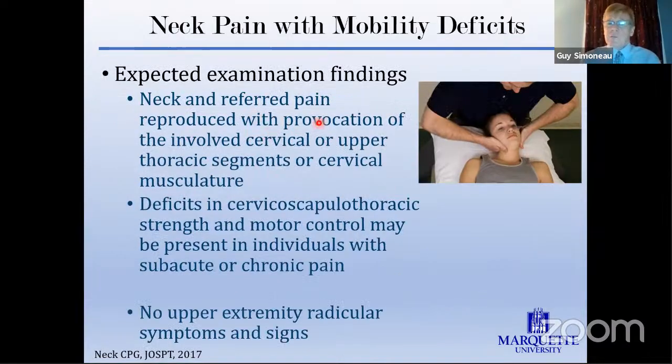We may also expect that we have neck pain or referred pain that is reproduced as we palpate those posterior structures, if you have learned how to do palpation of those articular structures, as well as when you're doing glide mobilization or test for your intervertebral motion. And in addition to that, you'll realize that many of those people will have deficits of the deep neck flexors, multifidi, scapulothoracic musculature. And while this is not responsible for the nociception, this is something to address as needed based on the impairments that you identify. And you don't expect those individuals to have any kind of radicular signs and symptoms as part of their clinical scenario.